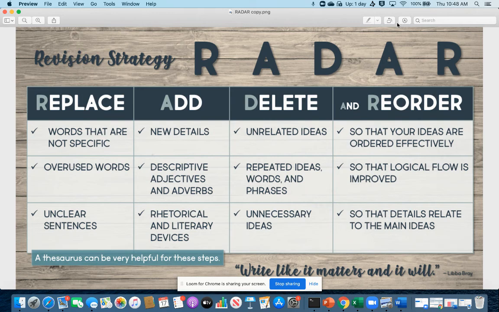Make sure that your conclusion doesn't end abruptly, and make sure that you don't start your writing abruptly. You want to draw your reader in and then give a nice wrap up. Make sure that details relate to the main idea. Again, we're not going off topic.